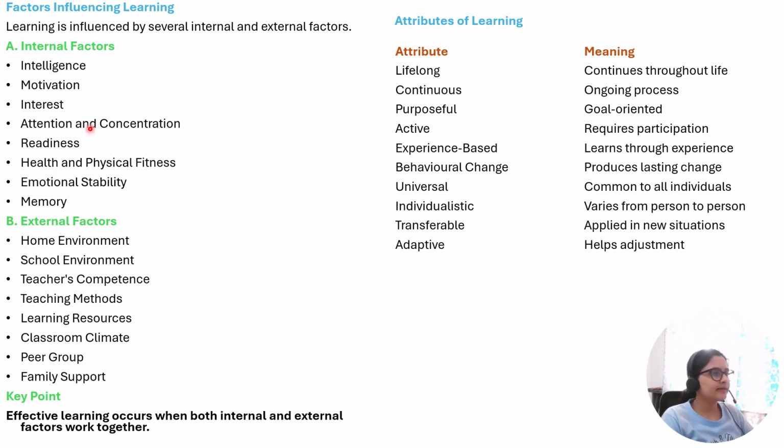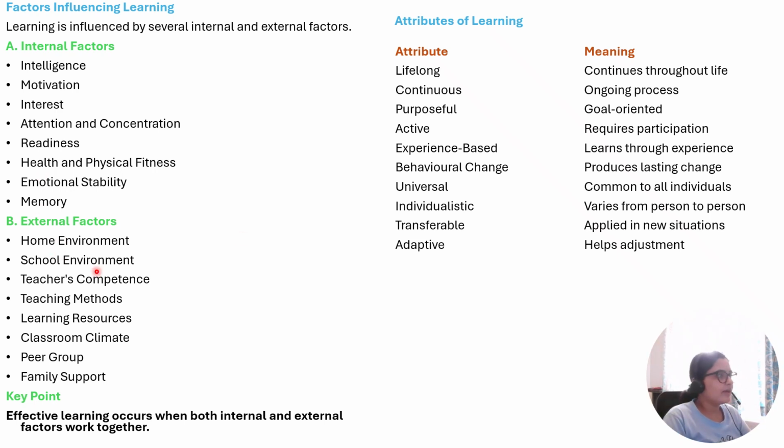Internal factors include intelligence, motivation, interest, attention and concentration, then readiness, how much a person is ready. Then health and fitness, physical fitness also is very important. Then emotional stability, then memory of the person, how far he can remember things in order to practice something, in order to learn something. Memory power is very important. So these are the internal factors.